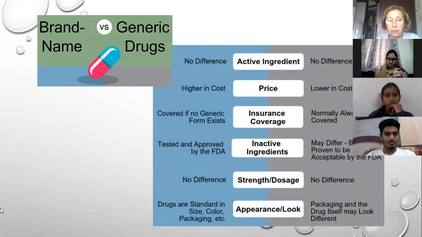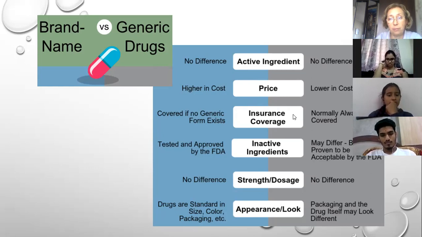So, if we move to the next slide, we can see here the chart that compares several characteristics of brand name drugs and generic drugs. So you can see that if we speak about an active ingredient, there is no difference. It is the same in both drugs. As for the price, you were right. The price of generic drugs is lower.